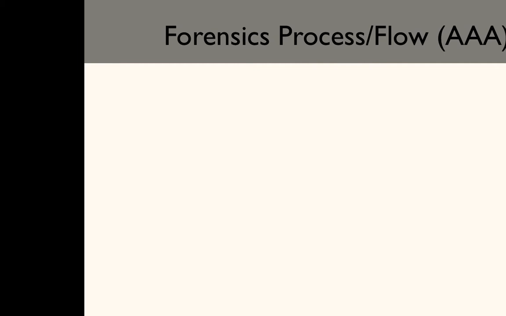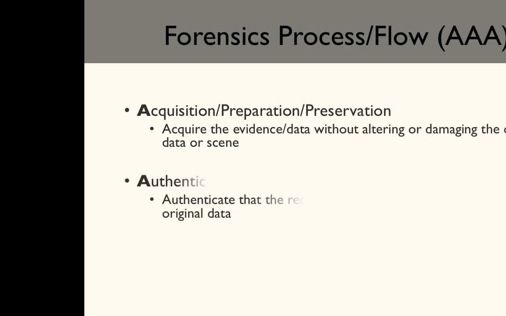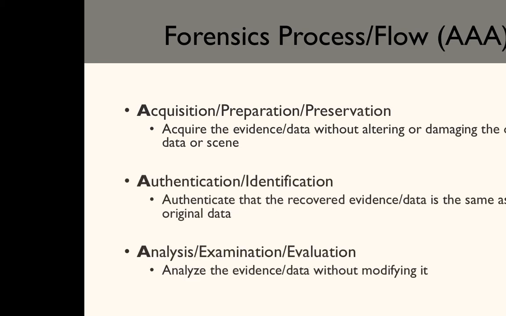So I want to summarize the forensics process for computer forensics. Basically, it's very easy to remember. You just remember AAA. So the first step is called acquisition. It includes preparation and preservation. Basically, it means acquire the evidence and data without altering and damaging the original data or thing.